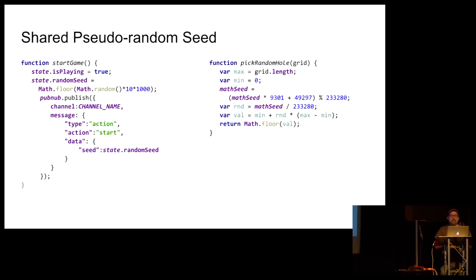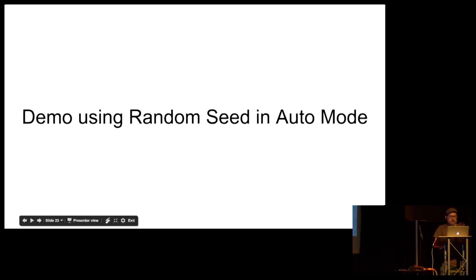I can't explain the math behind this particular equation. Basically, it's a bunch of arithmetic using prime numbers that will give you something that looks pretty good as a random sequence. You wouldn't use that for cryptography, but for a game like ours, it's fine. So to make sure everybody gets the random seed, when I press the start game button, it's going to generate a new random seed and then publish the start action and include along with it the random seed. Now everybody can start at the exact same time and see the exact same sequence.